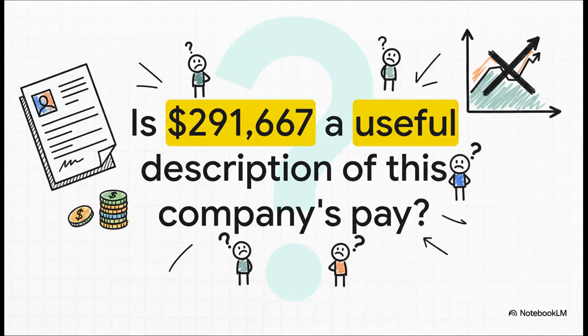So here's the real question. If you were applying for a job at this company and they told you the average salary was almost $300,000, would that be an honest picture of what you could expect to make? Of course not. The mean is now lying to us. We definitely need a new tool.